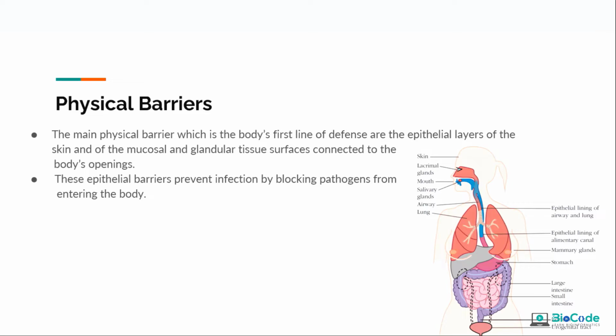First, we will talk about the physical barriers of innate immunity. The main physical barrier, which is the body's first line of defense, is the epithelial layer of the skin and of the mucosal and glandular tissue surface connected to the body's openings. These epithelial barriers prevent infection by blocking pathogens from entering the body. We have skin that prevents the pathogen from entering, our lacrimal glands, salivary glands, epithelial lining of the airway and lung, acids in the stomach, and epithelial lining of the alimentary canal. These are all physical barriers which prevent any microbe or pathogen from entering our system.